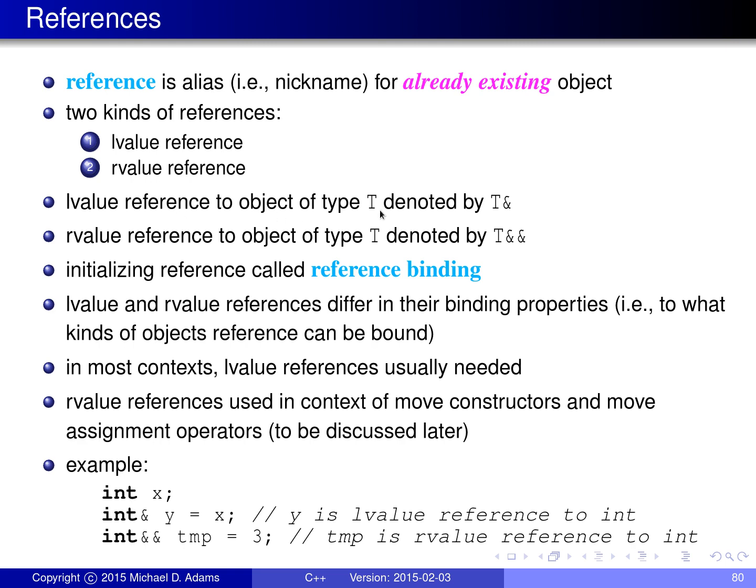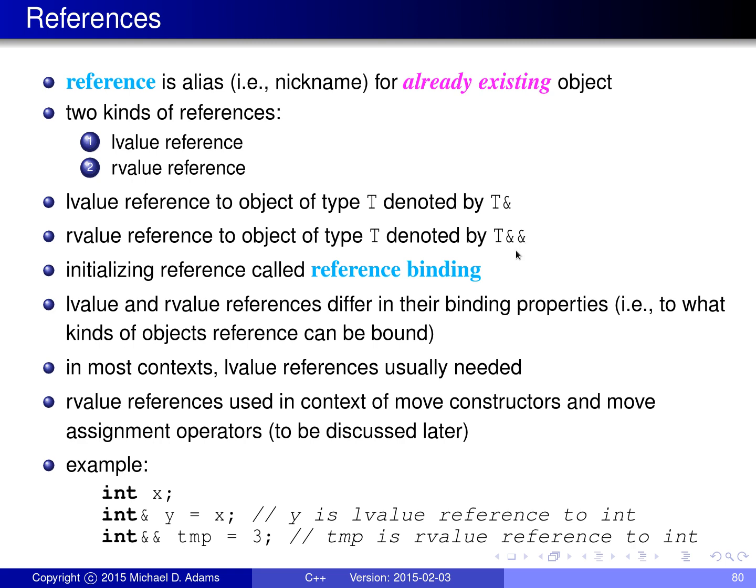L-value references are denoted by a single ampersand character. So for example, if we have an object of type T, maybe T is int, and we put an ampersand after it, so we say int ampersand, this would correspond to an L-value reference to int. So a reference is a kind of type in the language. There are also R-value references, which are denoted by a double ampersand. So if T is int and you put a double ampersand after it, int ampersand ampersand, this would be an R-value reference to int.